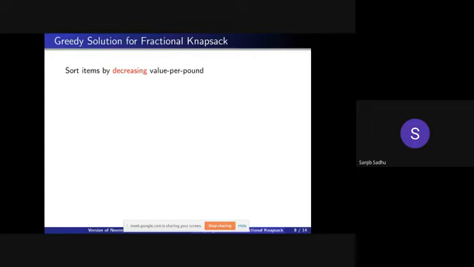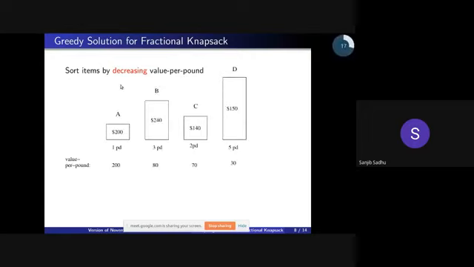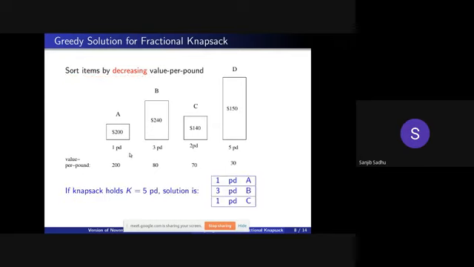Sort the items in decreasing value per pound, meaning you have to find the value by weight ratio, and sort all the objects according to this. Say here there are four objects, A, B, C, D. It's 200 by 1, 240 by 3, and so on. You see, this is the decreasing order.